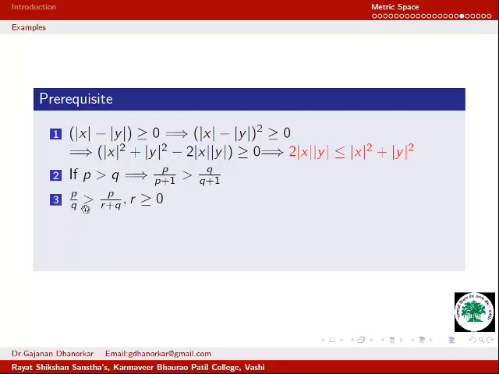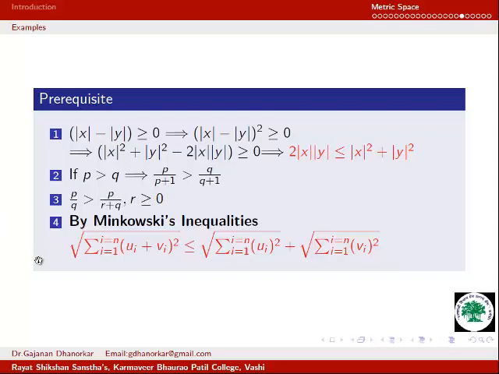Now here p/q is greater than p/(r+1), because the denominator goes on increasing, and this denominator is positive, therefore this number goes on decreasing. Again, we know from the last example that this is the Minkowski inequality. We are using this result in our next example.